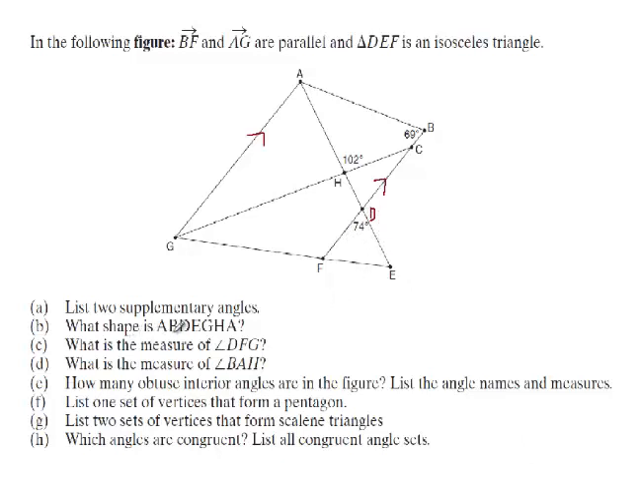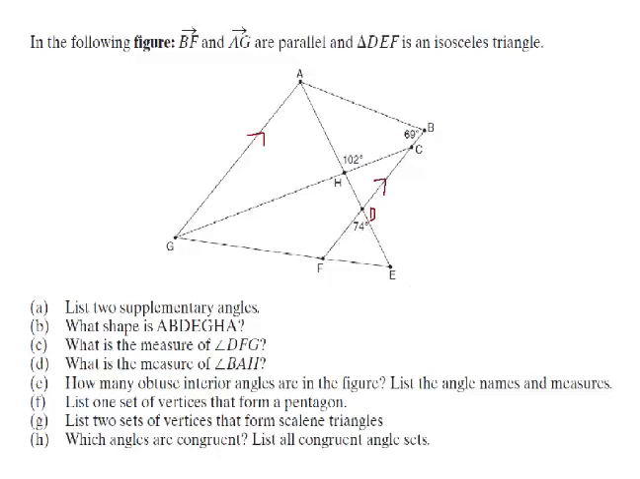First of all, what shape is ABDEGHA? So how many sides is that? Well, it's kind of a weird figure, but 1, 2, 3, 4, 5, 6. So it looks like there are 6 sides. Any 6-sided figure is a hexagon. What is the measure of angle DFG? DFG, that's the one out here, okay.